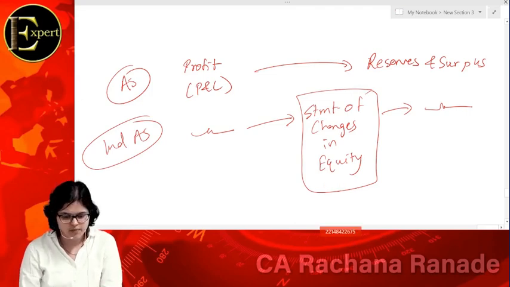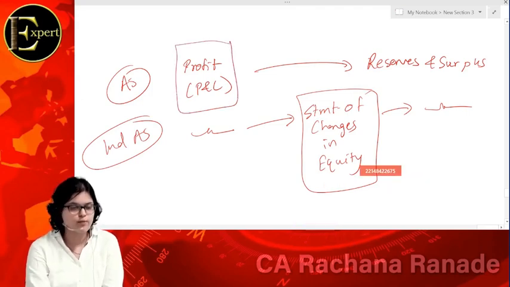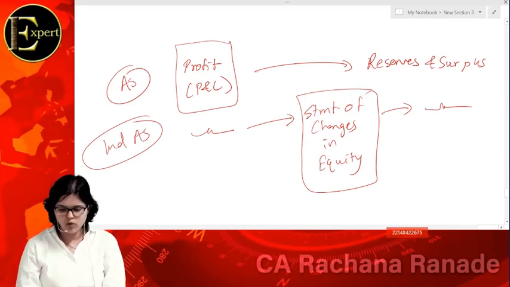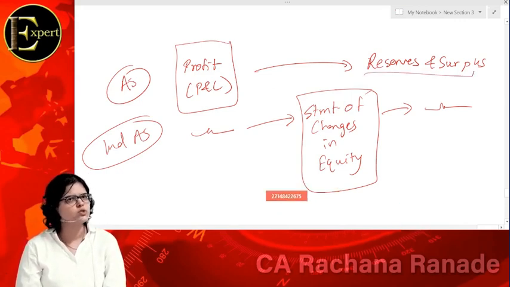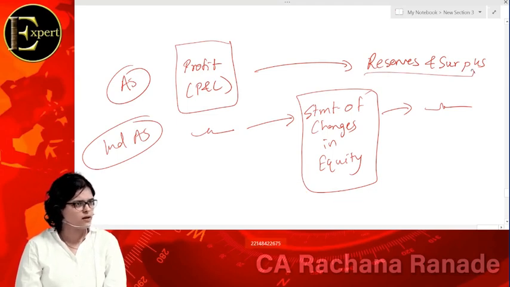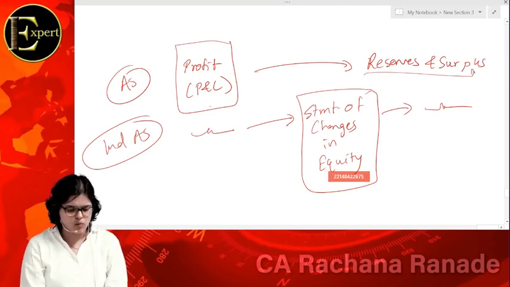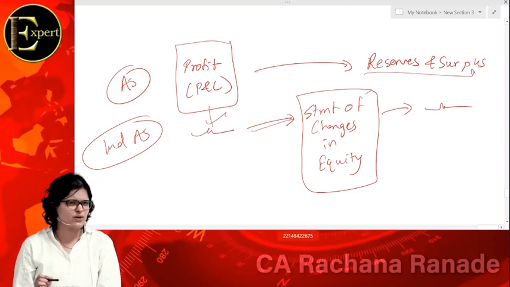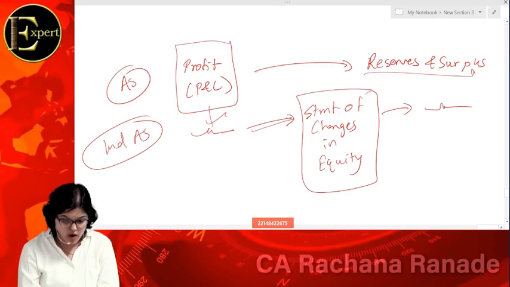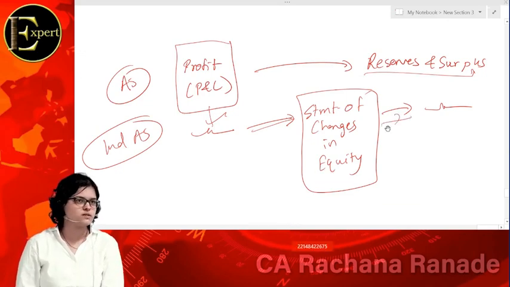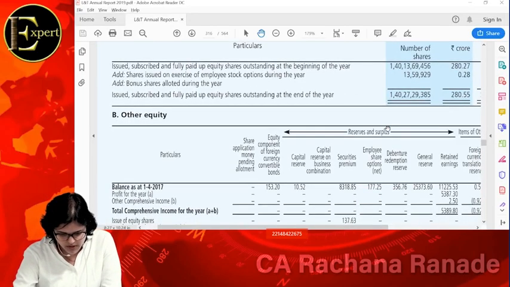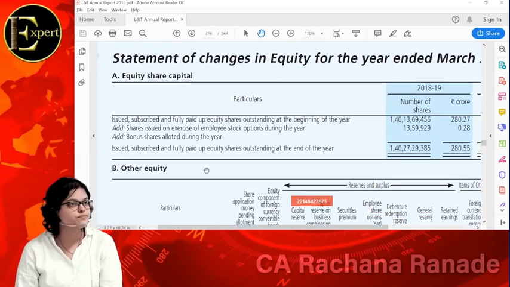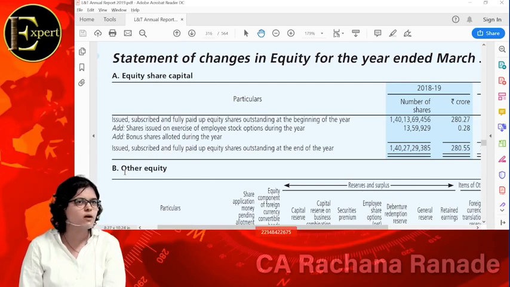Yes. One last time. Originally, our entire profit used to directly get transferred to reserves and surplus. And whom does this money belong to? Shareholders. Correct? But now whatever profit we have will first get transferred to the statement of changes in equity. There's one more statement in between, and from here it will go to reserves and surplus. See here in the statement of changes in equity, you have other equity. And what is other equity? One last time.